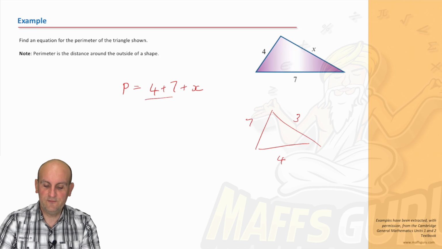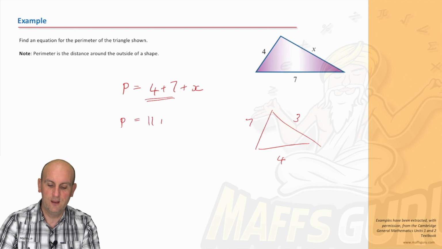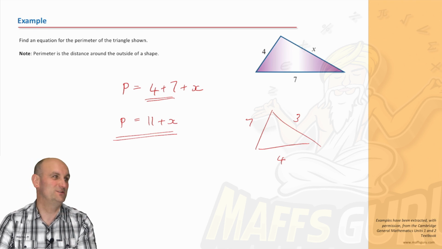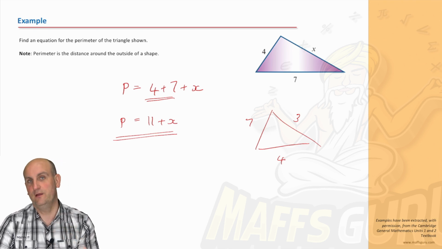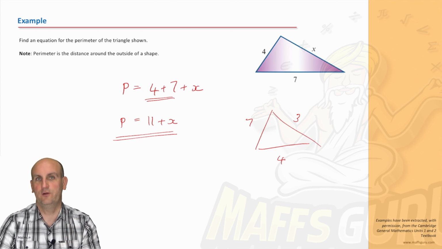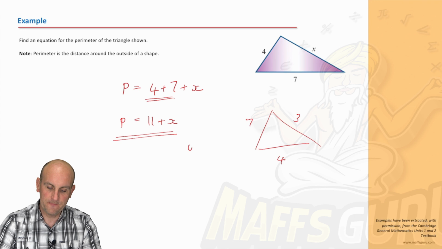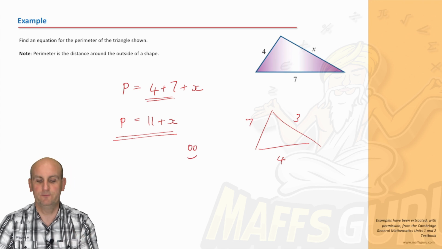Can we simplify any of this? Yes, we can. We know what 4 plus 7 is. So P becomes 11 plus X. And believe it or not, that's your answer. You've taken a worded problem, or in this situation, I suppose, a diagram, and you've turned it into an equation to find the perimeter of that triangle shown. Doesn't matter you don't know what X is. Is that your answer? Yes, it's not 11X, it's 11 plus X. Job done. We can move on.